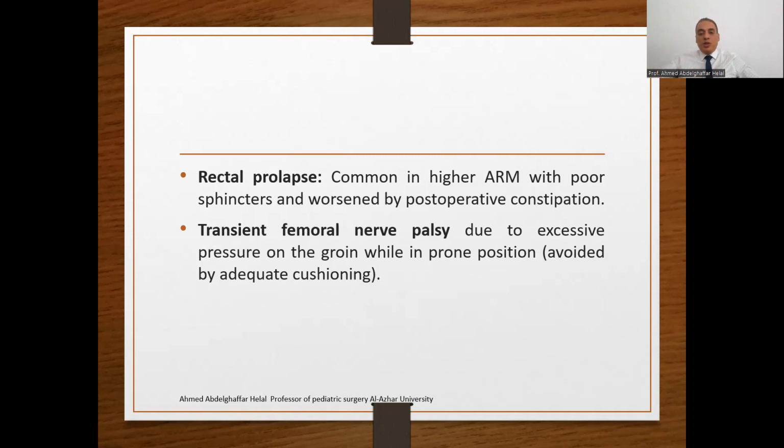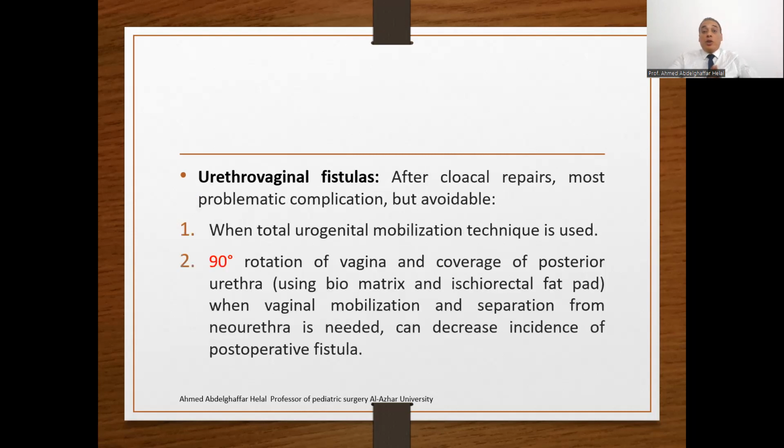Transient femoral nerve palsy due to excessive pressure on the groin while in the prone position is avoided by adequate cushioning under the pressure areas. The urethrovaginal fistula after cloacal malformation repair is the most problematic complication, but avoidable when total urogenital mobilization is used. A 90% rotation of the vagina and coverage of the posterior urethra with a biomatrix and ischiorectal fat pad, when vaginal mobilization and separation from the new urethra is needed, decreases the incidence of this fistula. So the urethrovaginal fistula may develop after some cases of cloacal repair.